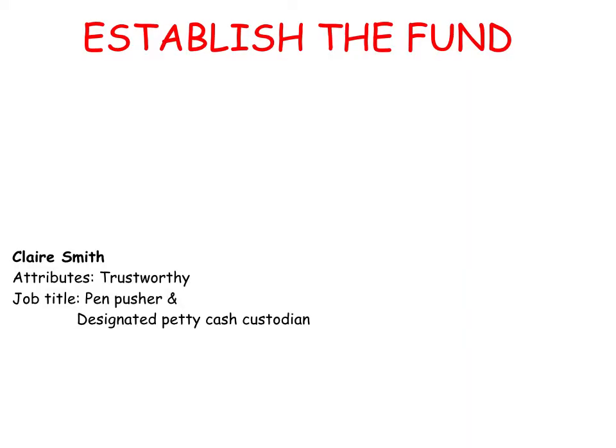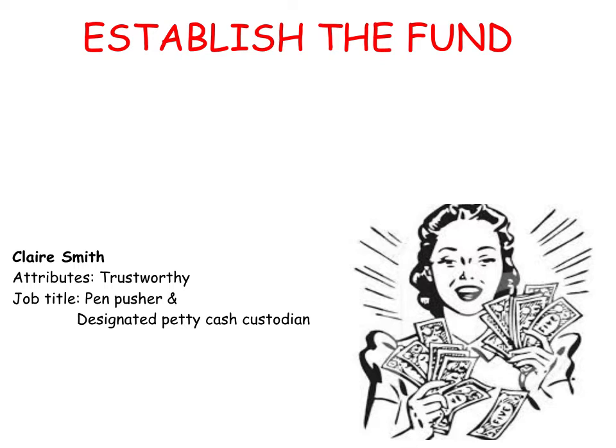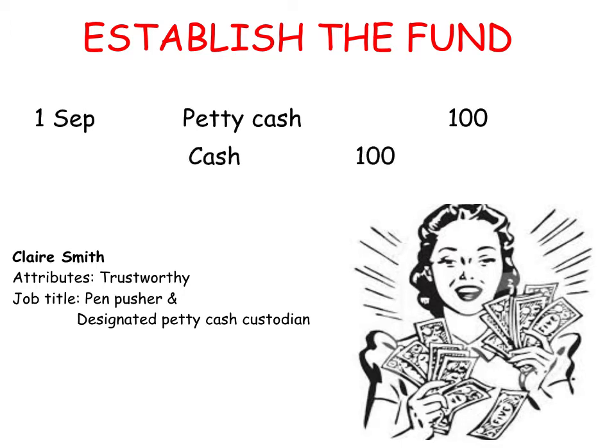To establish the petty cash fund, a cheque would normally be written, let's say for $100. This is given to a designated petty cash custodian like Claire. To establish the petty cash fund in the journal, we would debit petty cash and credit cash.